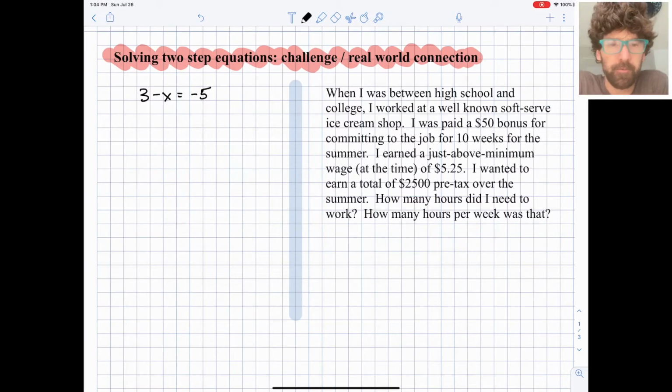All right, we're going to continue with our work on solving two-step equations, and here we'll be looking at a challenge and a real-world connection problem as well. Maybe pause the video and take a look at both of these on your own first and see if you can give them a shot, see if you can get the right answer. But I'll go ahead and solve these right now for you.